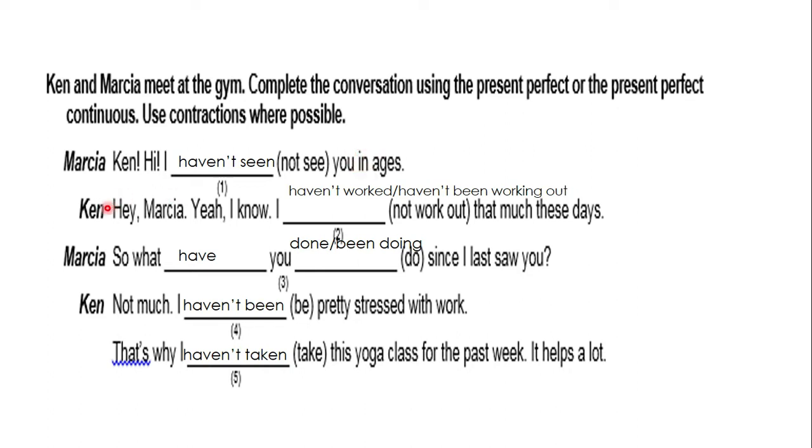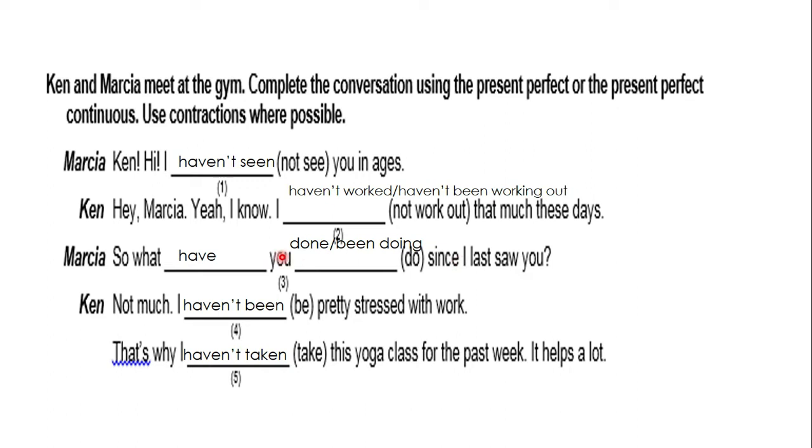Okay, let's continue. "Hey Marcia, yeah, I know I haven't worked out, or I haven't been working out that much these days." Okay, you can use both tenses here, present perfect and present perfect continuous, because you have the expression these days, so you can use both. "So what have you done, or what have you been doing since I last saw you?" Okay, you can use both, because here you have the expression since, and since can be used with both present perfect and present perfect continuous.